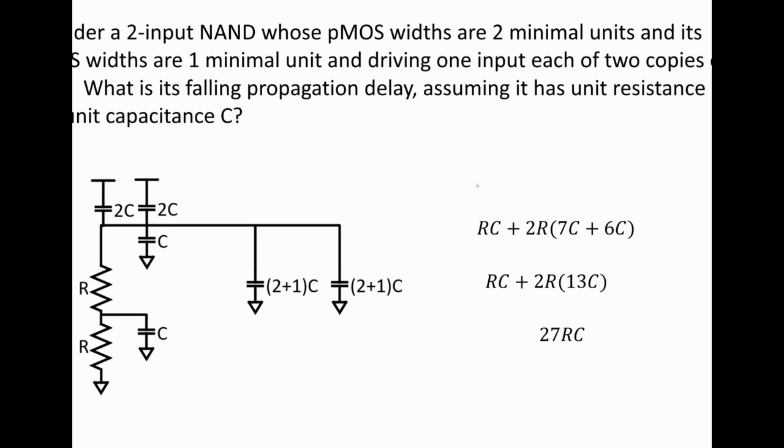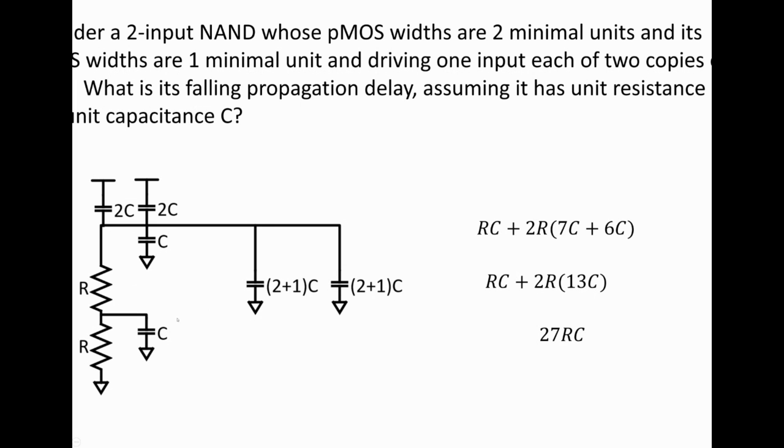And this gate is driving 1 input each of 2 copies of itself. So it's kind of like the FO4 delay, but with a NAND gate, and the output's only being fanned out to 2 inputs. So what's its falling propagation delay, assuming it has unit resistance R and unit capacitance C? In this case, we have to use the Elmore delay to calculate this. With the Elmore delay, you first have to come up with a circuit design for this gate. Now, I said falling propagation delay, so we only consider the pull down parts.